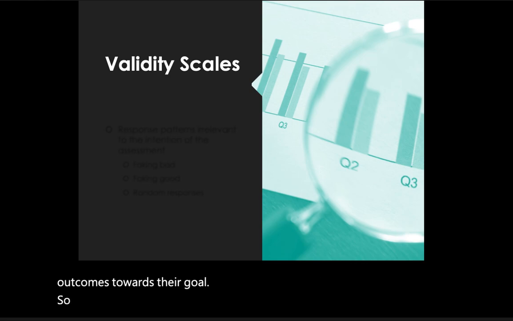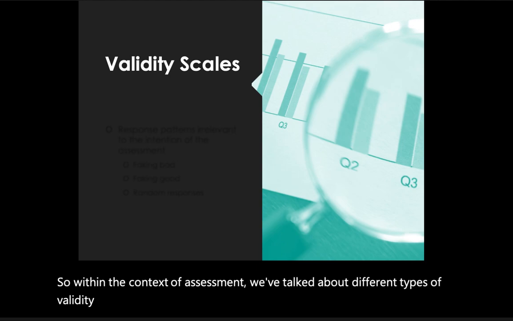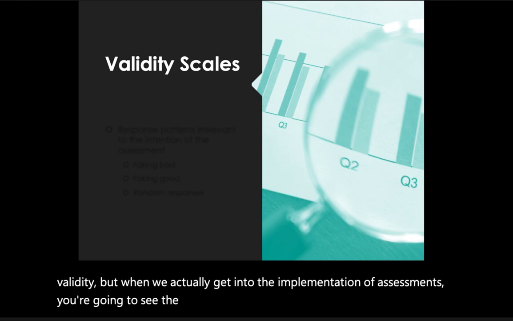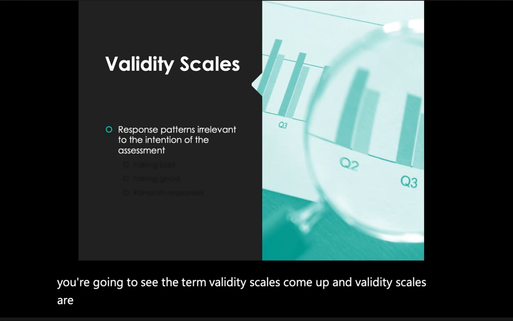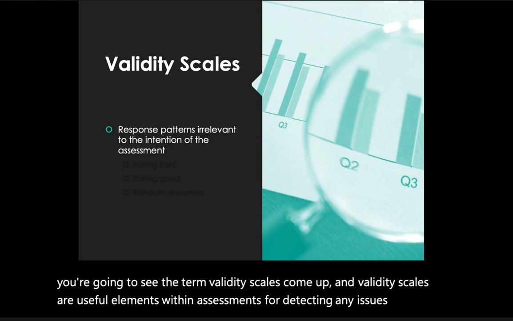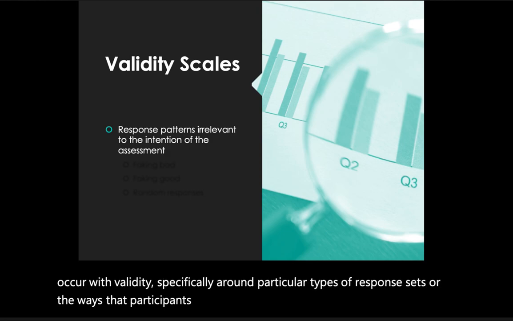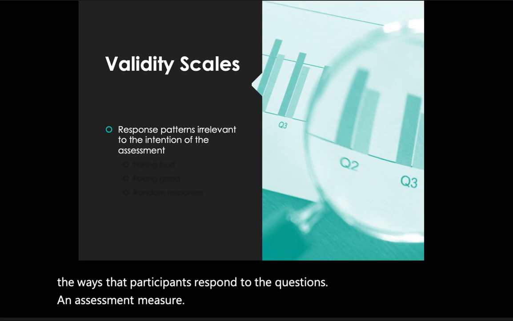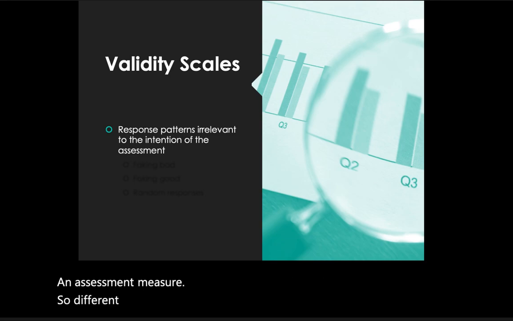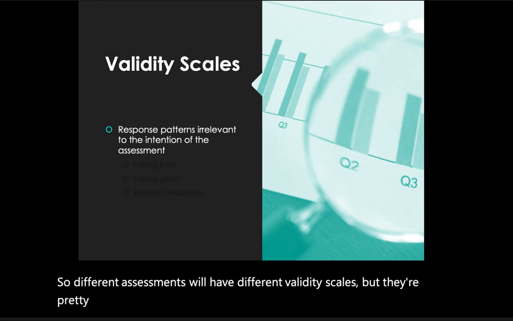So within the context of assessment, we've talked about different types of validity. But when we actually get into the implementation of assessments, you're going to see the term validity scales come up. Validity scales are useful elements within assessments for detecting any issues that could occur with validity, specifically around particular types of response sets, or the ways that participants respond to the questions on an assessment measure. So, different assessments will have different validity scales, but they're pretty common in more advanced assessments.